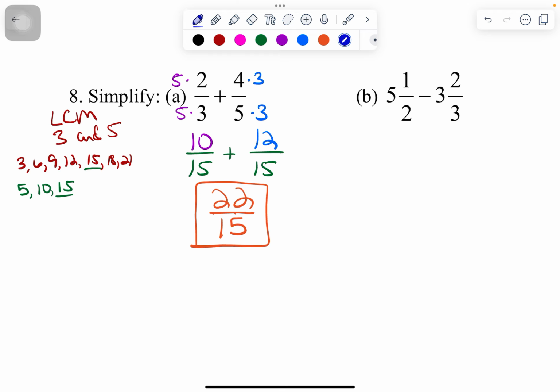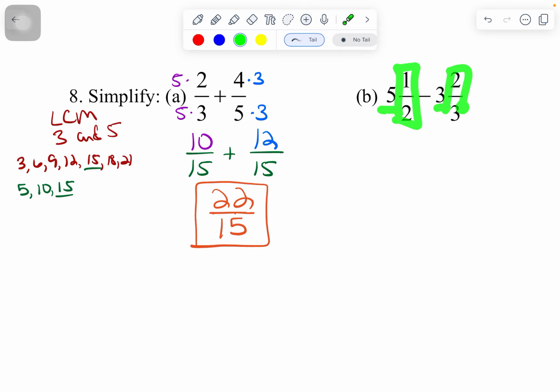Now, part B, we're going to have to do a lot of the same stuff because when you subtract, you have a common denominator. However, before we even start getting into common denominators, I want to take these two mixed fractions. They're called mixed fractions because they're a whole number and a fraction, whole number and a fraction. And I want to turn them into improper fractions, where the numerator is larger than the denominator.